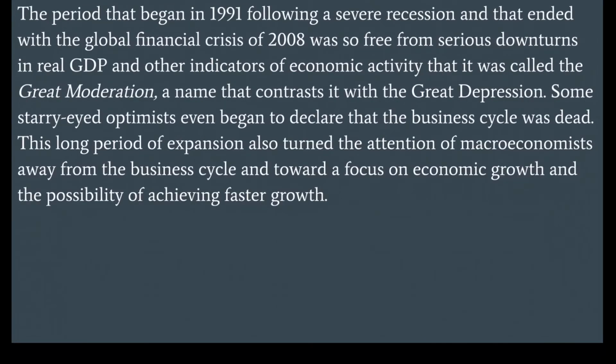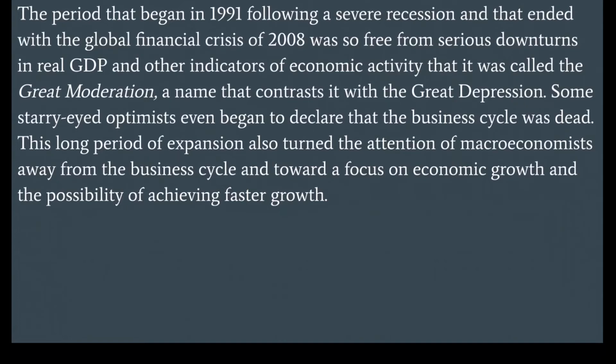The period that began in 1991 following a severe recession and that ended with the global financial crisis of 2008 was so free from serious downturns in the real GDP and other indicators of economic activity that it was called the Great Moderation, a name that contrasted with the Great Depression. Some starry-eyed optimists even began to declare that the business cycle was dead.